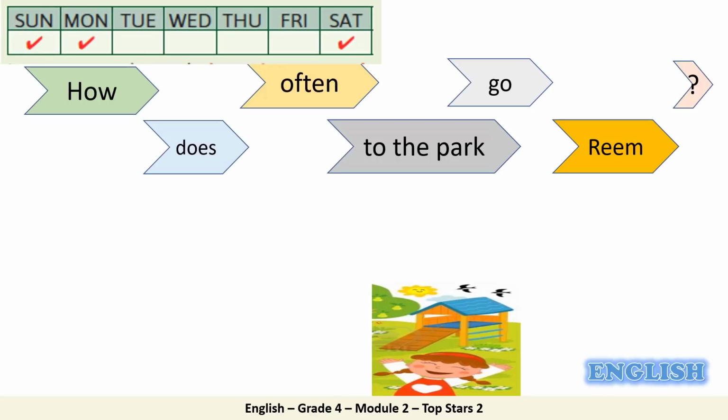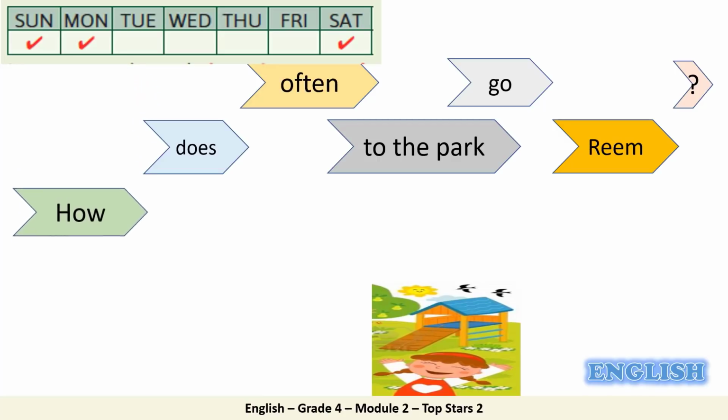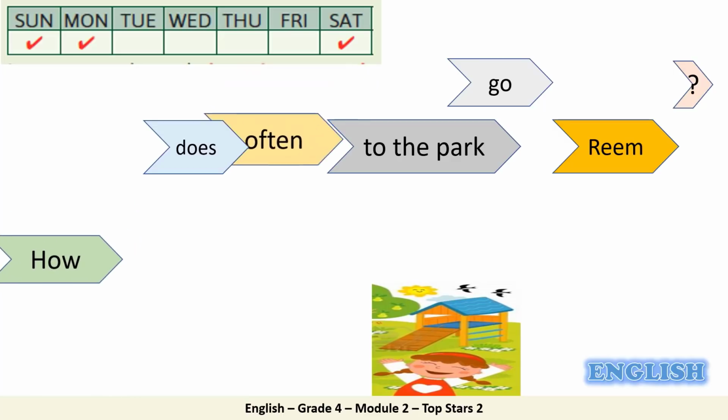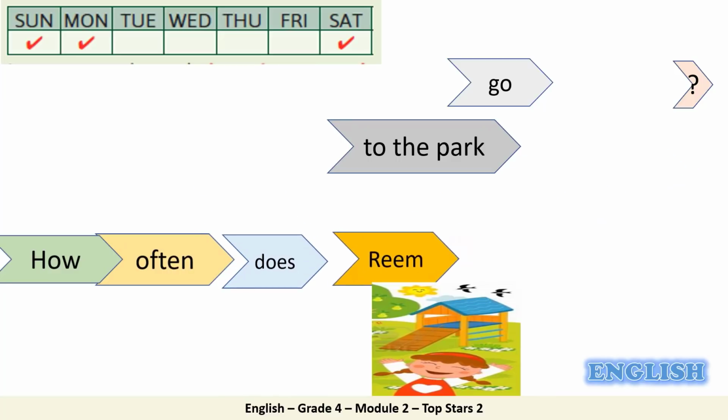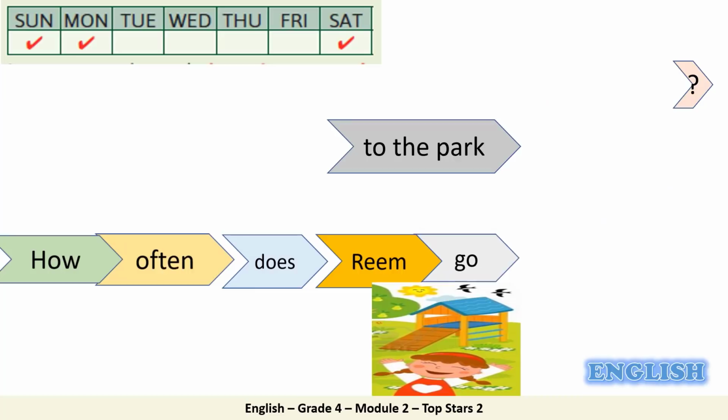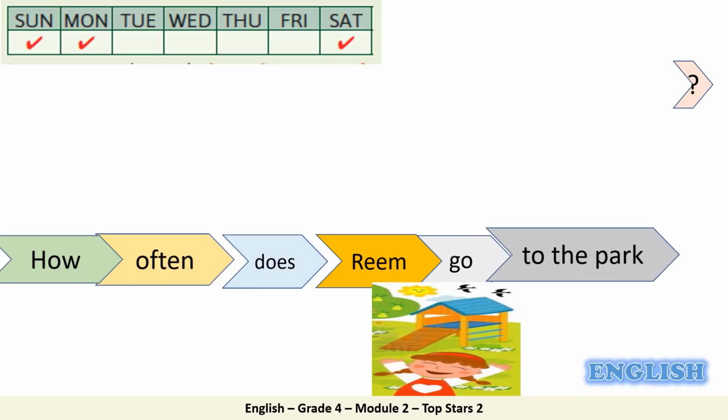Let's read the pieces first. How, often, go, question mark, does, to the park, Reem. Let's start forming the question. The question will start with how, followed by often, does, Reem, go, to the park, and we put the question mark at the end. How often does Reem go to the park?